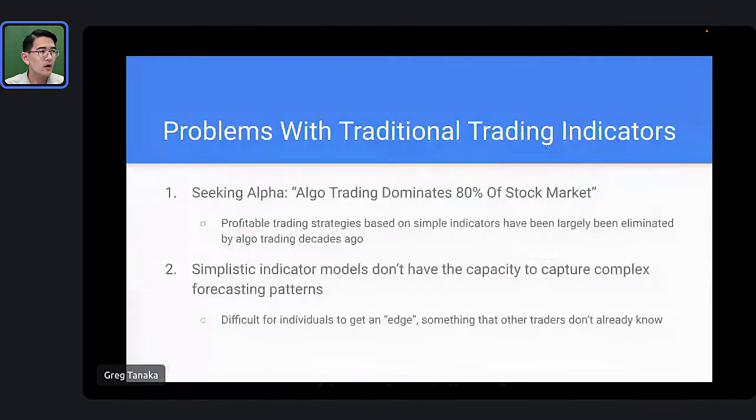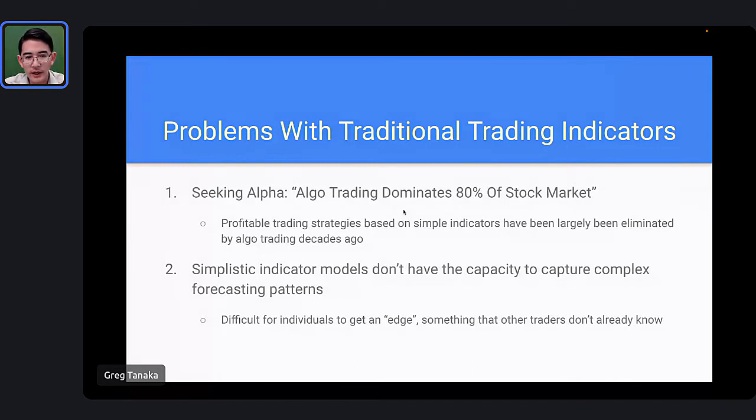One of the articles it talked about was this idea of how algo trading dominates 80% of the stock market. So when you're trading, you're thinking that it's some human on the other side, but it's not. It's actually some sort of bot. And a lot of these bots are using these simple traditional indicators that I talked about earlier, and they act much faster than any human.